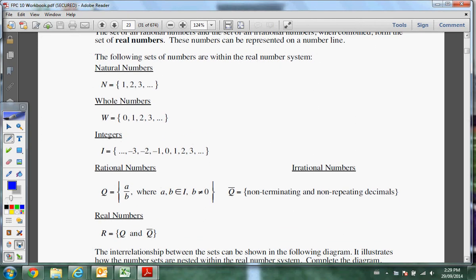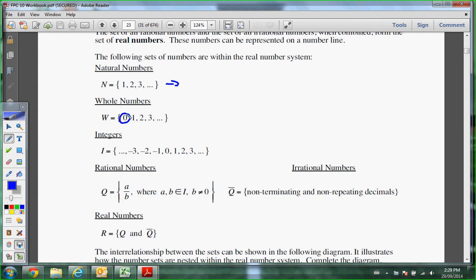So what that means is these are the following sets of numbers within your number system. You have natural numbers. This is your positive whole numbers starting with 1. 0 is not a natural number. Whole numbers is natural with just a 0. It's the only difference. Then you have your integers, which is positive and negative whole numbers. And then you have rational numbers, which is any fraction. And then your irrationals are kind of on their own, separate.